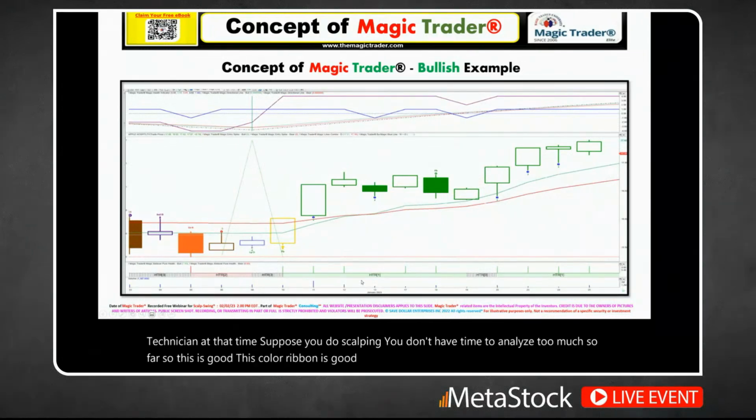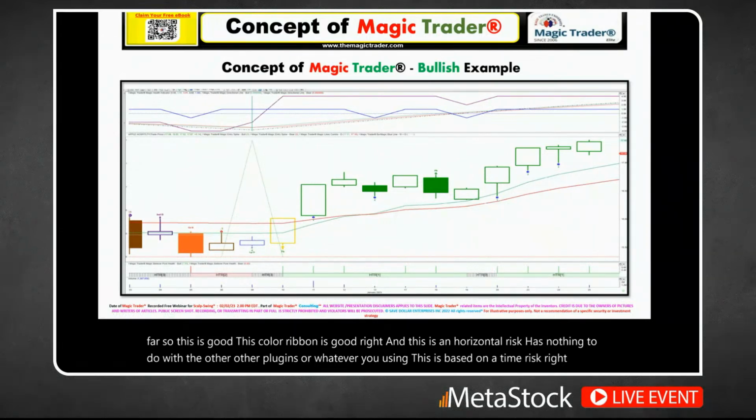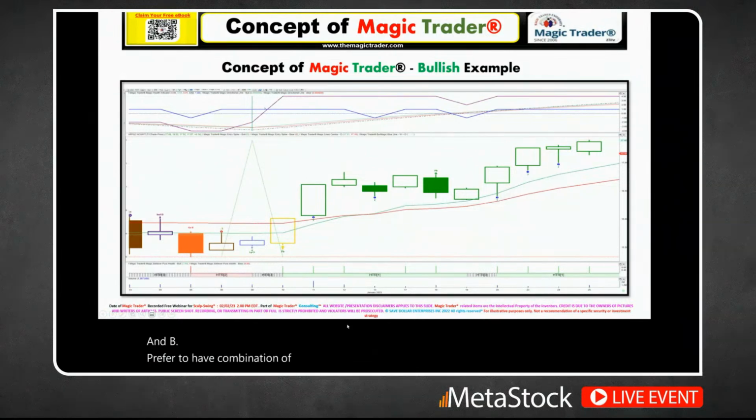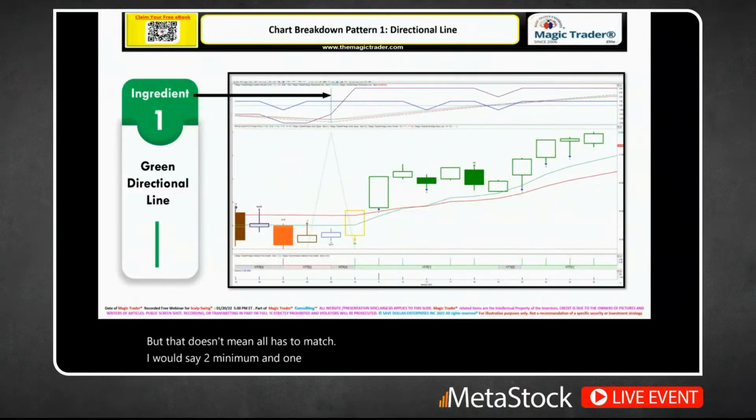And this is a horizontal risk. It has nothing to do with the other plugins or whatever you're using. This is based on a time risk, right? So that's how the software is designed. And we prefer to have a combination of a bunch of patterns that I like to pull my trigger. But that doesn't mean all have to match. I would say 2 minimum and 1 catalyst is good to go.